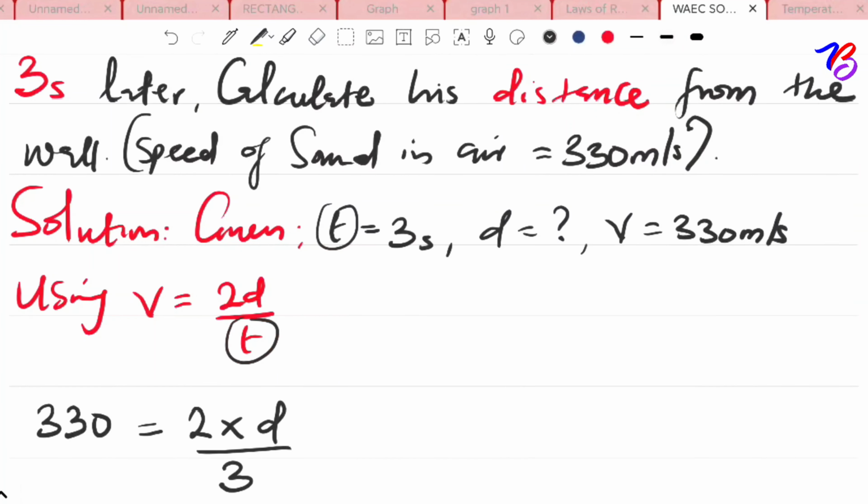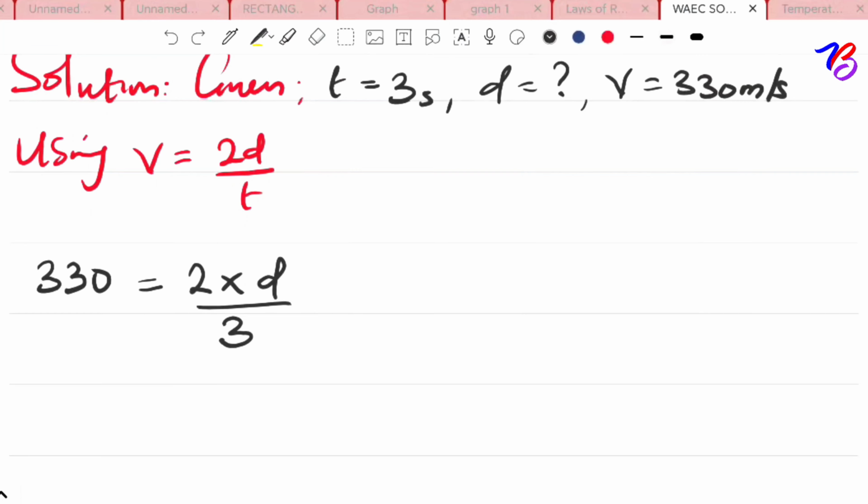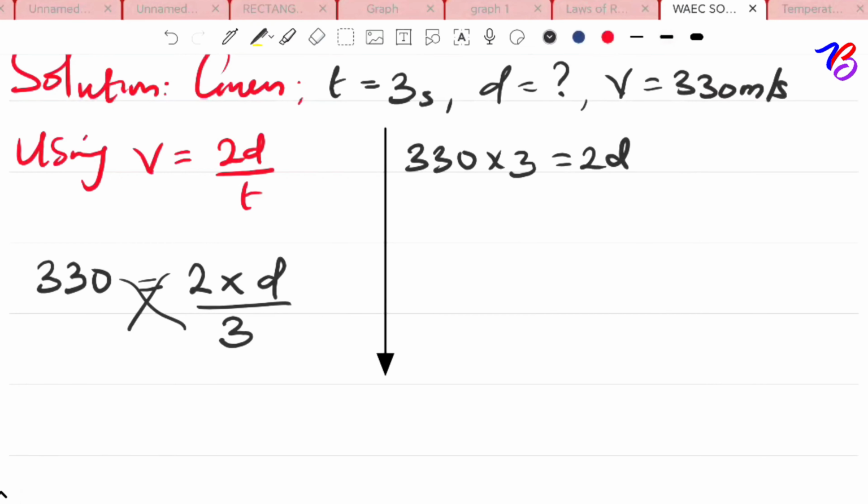So with this we cross multiply from here. If we cross multiply, we have 330 times 3 is equal to 2D.